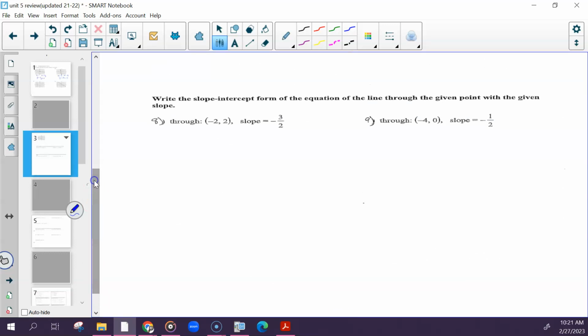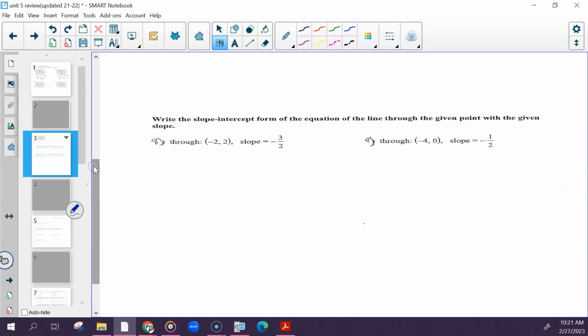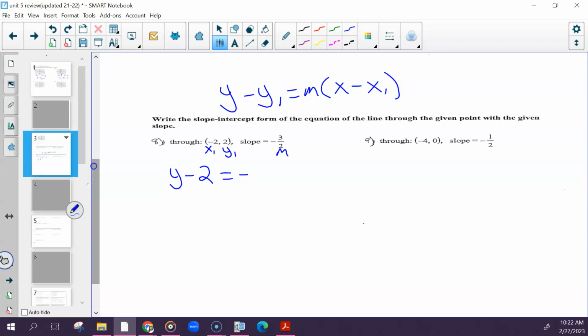So for 8 through the rest of that section, you're given a point and a slope. You have to use your point-slope formula: y minus y1 equals m times x minus x1, where your slope is m, and the point given is your x1, y1. And then you would put all of those into your format. So y minus 2 equals negative 3 over 2 times x minus negative 2.